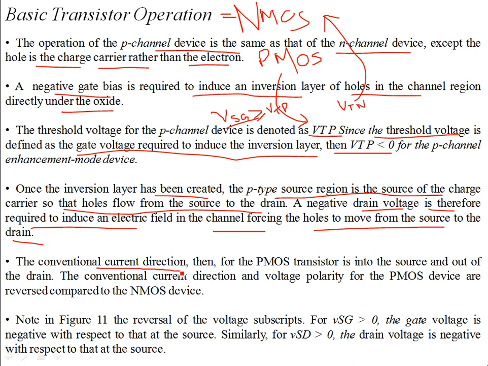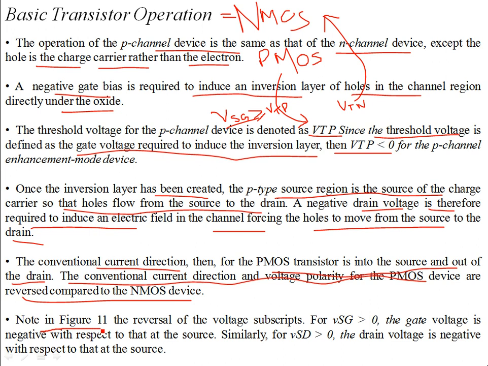However, the conventional current direction for the PMOS transistor is into the source and out of the drain. So the conventional current direction and the voltage polarity for the PMOS device are reversed compared to the NMOS device. Compared to NMOS, the conventional current direction is reversed because the hole carriers are positive over here. So it's the other way around.